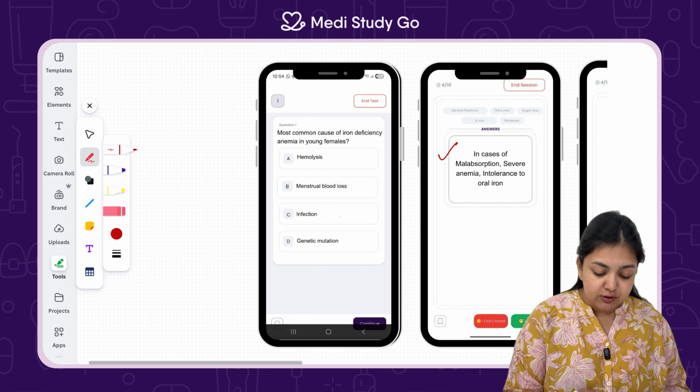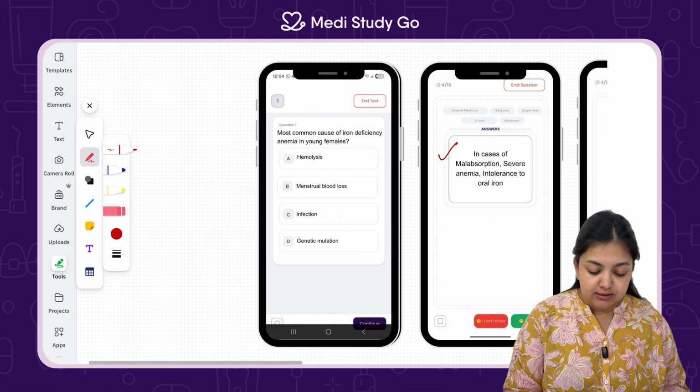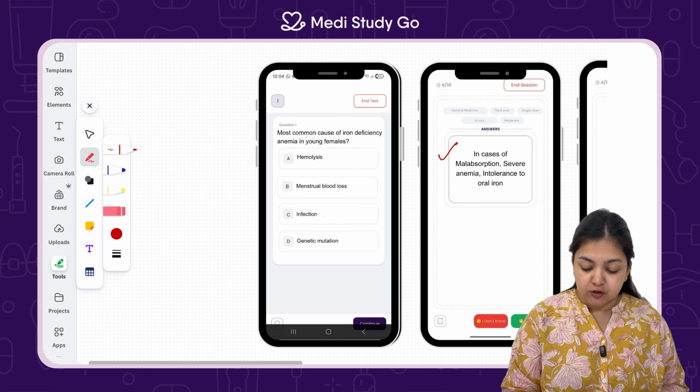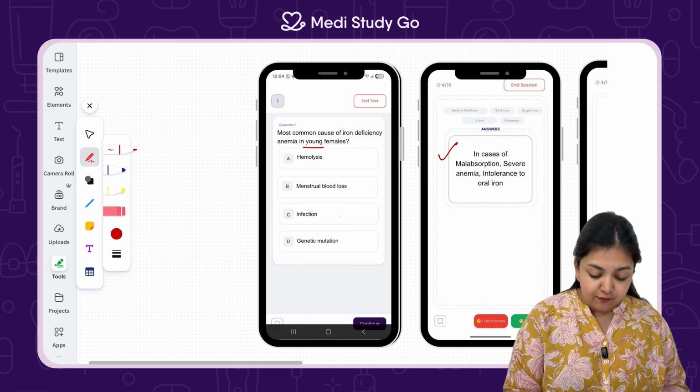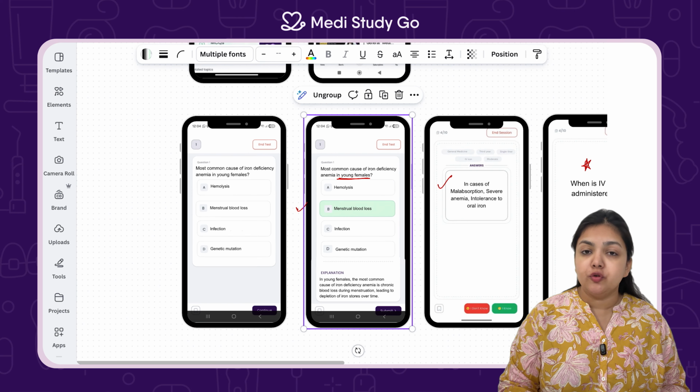Then if you solve an MCQ question which contains 4 options, most common cause of iron deficiency anemia in young females is hemolysis, menstrual blood loss, infection, or genetic mutation. So young female is an indication to your answer, which shall be menstrual blood loss. This is how you can flip over to view the answer.